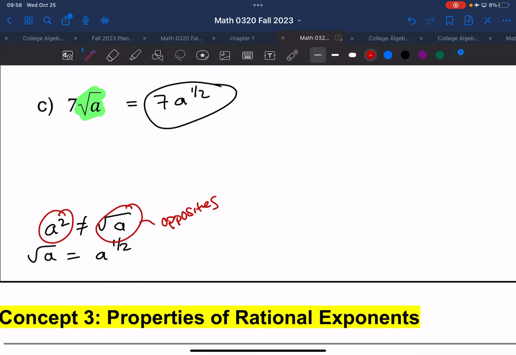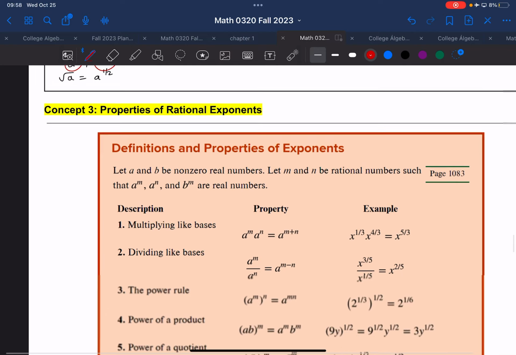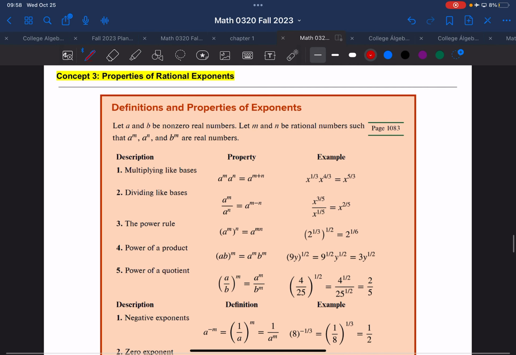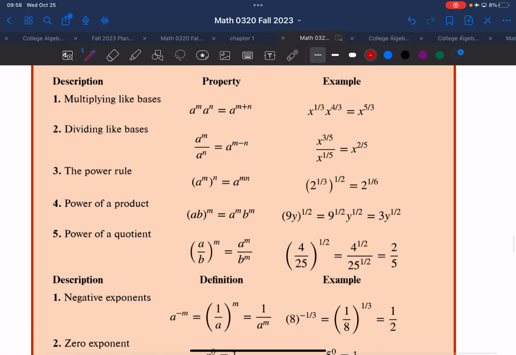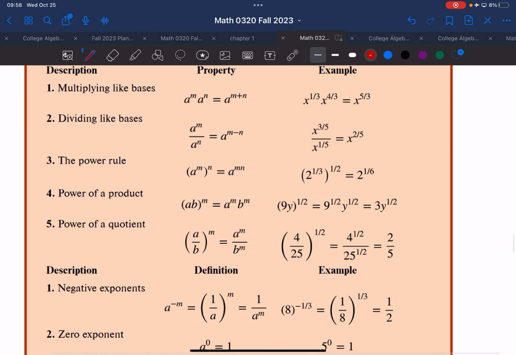Okay, one last concept here, and that is the properties of rational exponents. So this is talking about the properties of exponents. So you don't need to write everything here. What you need to know is for the first part, if you're multiplying like bases, what that means is that your number that has the exponent is the same. So in this case, they're both A. So multiplying like bases, you add the exponents.